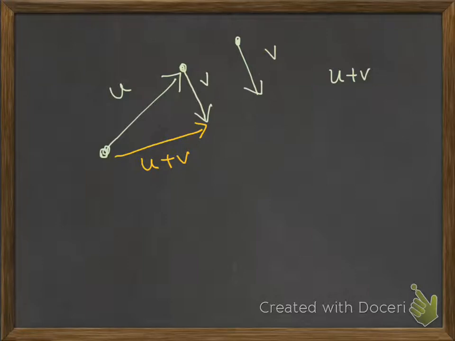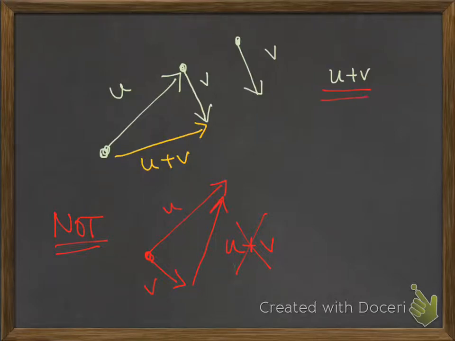What it is not, which often people make the mistake of doing, is you don't place them tail to tail. So this u and v tail to tail does not represent u plus v. So remember, if you want to sum u plus v, you take the tail of v and place it at the head of u, and then you construct the new vector from the tail of u to the head of v, and that's going to be u plus v. All right, so that's our vector addition.